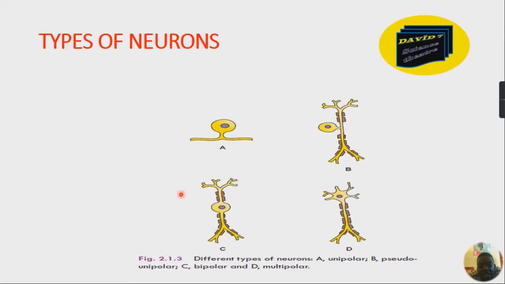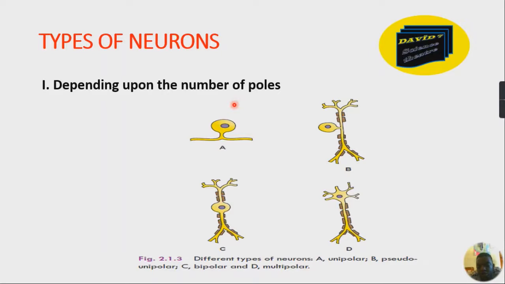Then we have C, which we call bipolar. It has two poles, okay? This one has one pole and pseudo-unipolar has one pole. So this one is having two poles. Now we have multipolar, which has a couple of poles from which the process is arising, okay? Several poles. And this is a classification depending on the number of poles. That's how we call it unipolar, pseudo-unipolar, bipolar, and multipolar.